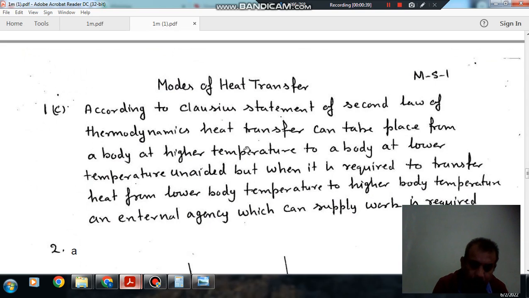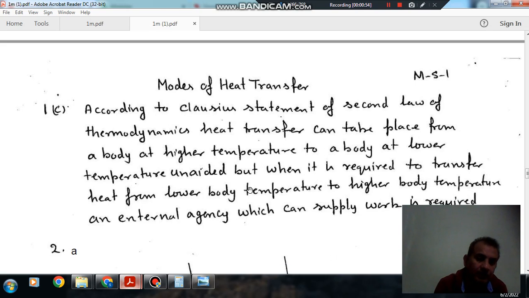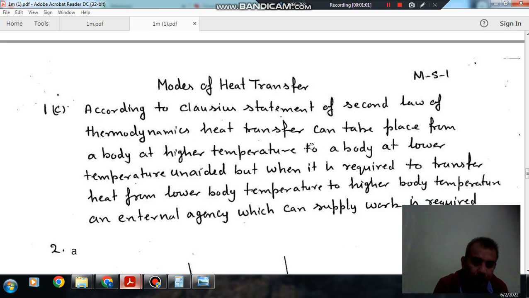from a body at higher temperature to a lower temperature without any work done. But whenever it is required to transfer heat from lower body to higher body, some work is required or some external agency is required. We can provide work. So according to the second law of thermodynamics, the heat transfer takes place. So answer is option C.